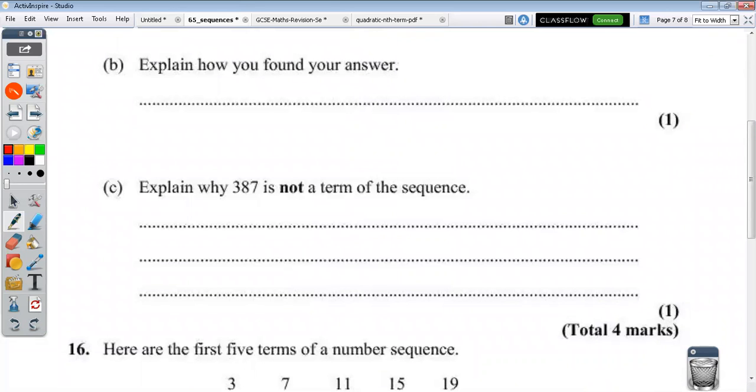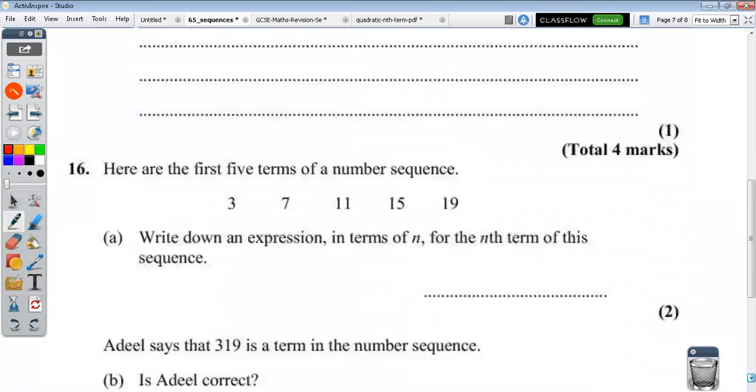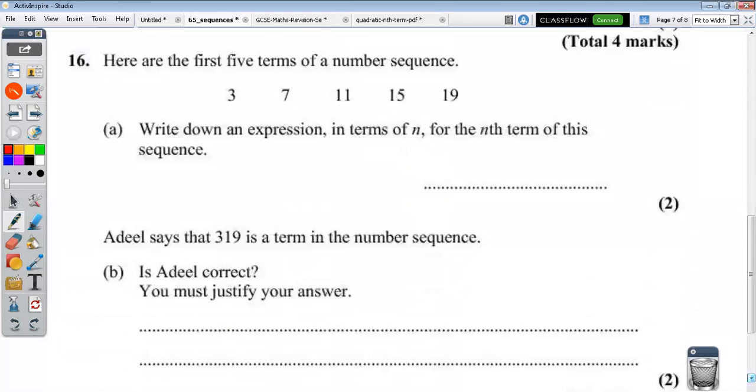They are repeating some of these questions. Now, can you do number 16A and B quickly? How to do that?